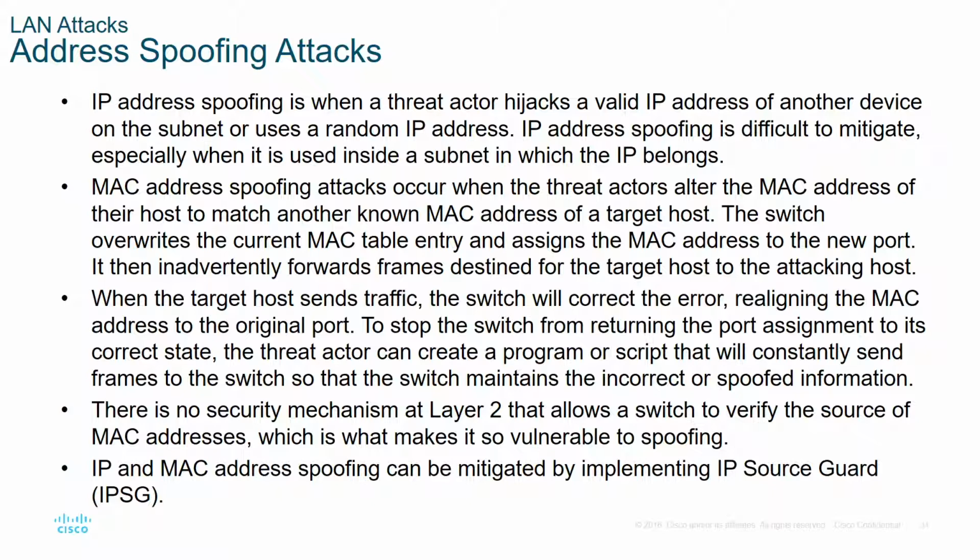When the target host sends traffic, the switch will correct the error, realigning the MAC address to the original port. To stop the switch from returning the port assignment to its correct state, the threat actor can create a program or script that will constantly send frames to the switch so that the switch maintains the incorrect or spoofed information. There is no security mechanism at Layer 2 that allows the switch to verify the source of MAC addresses, which is what makes it so vulnerable to spoofing. IP and MAC address spoofing can be mitigated by implementing IP source guard.